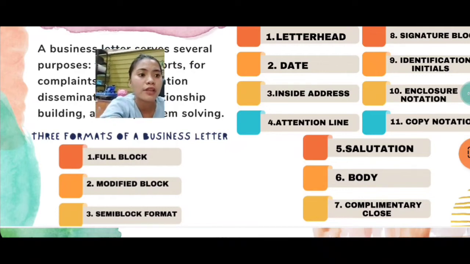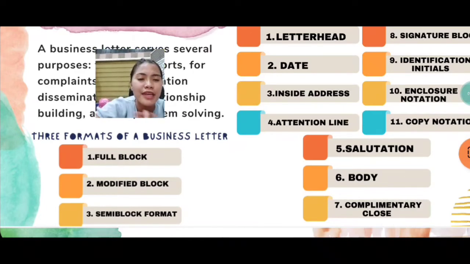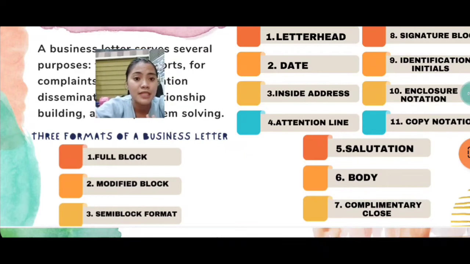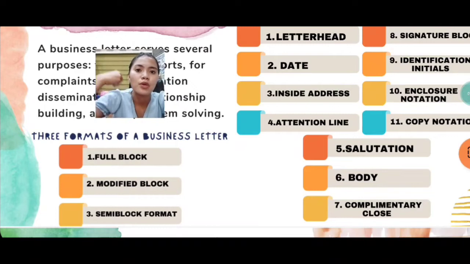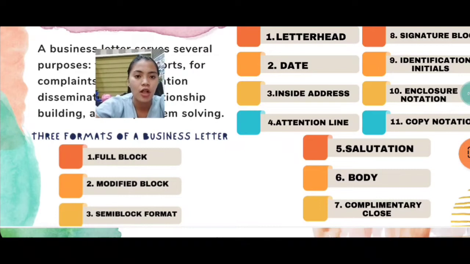Note on the enclosure notation that if you do not have something to attach, if wala kay ibutang, you can skip this one. Also, the last one is the copy notation. Copy notation indicates the name of the secondary recipients of the letter. It is indicated by cc, which means carbon copy or courtesy copies. That's all.